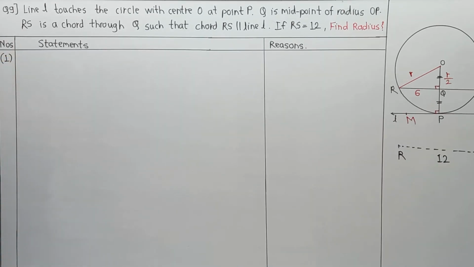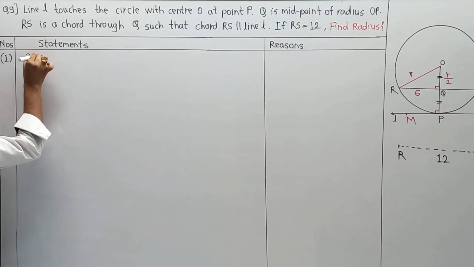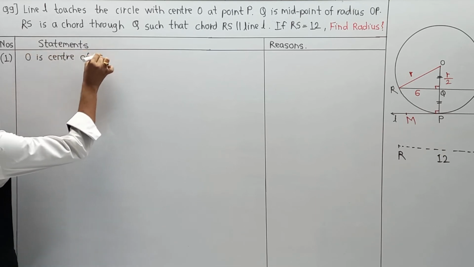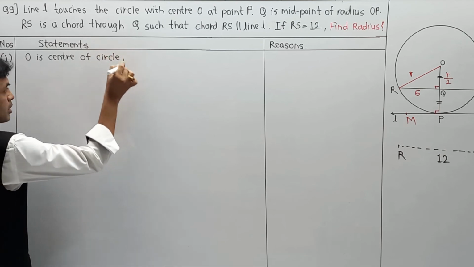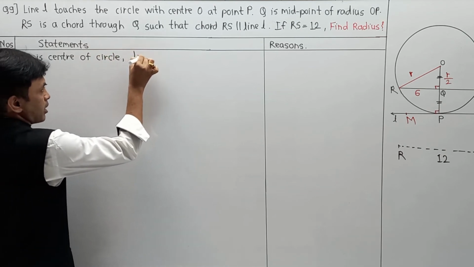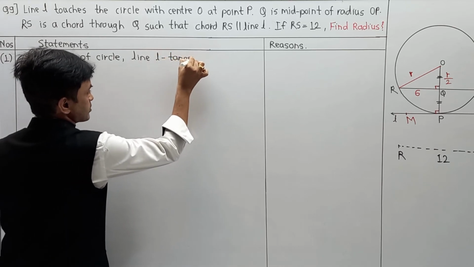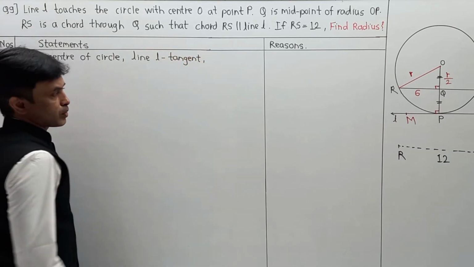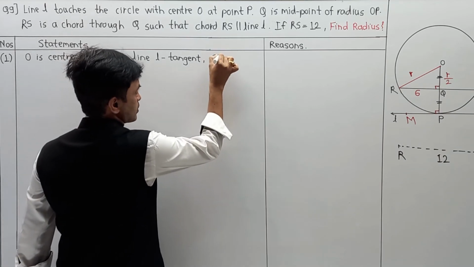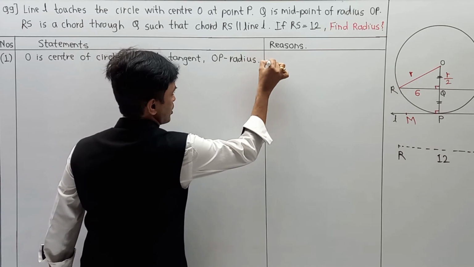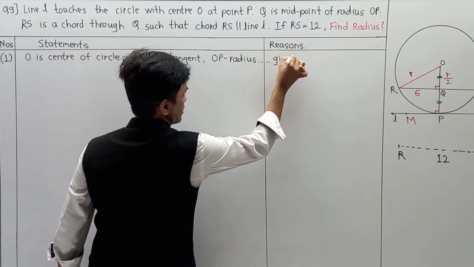As per the given condition, they have given that O is the center of a circle and line L is a tangent. O is the center of the circle. Line L is tangent. And OP is the radius. They have given all these parts, so I am going to write it as given.